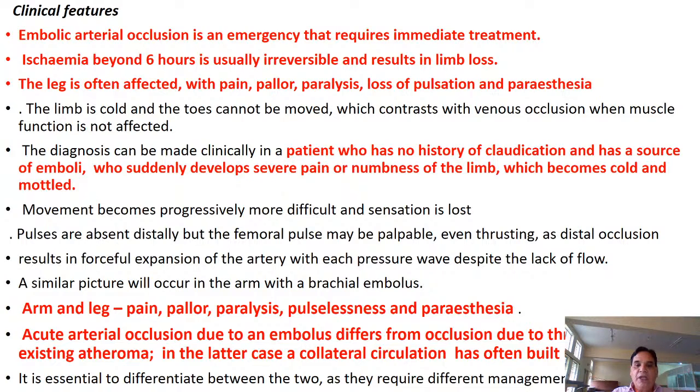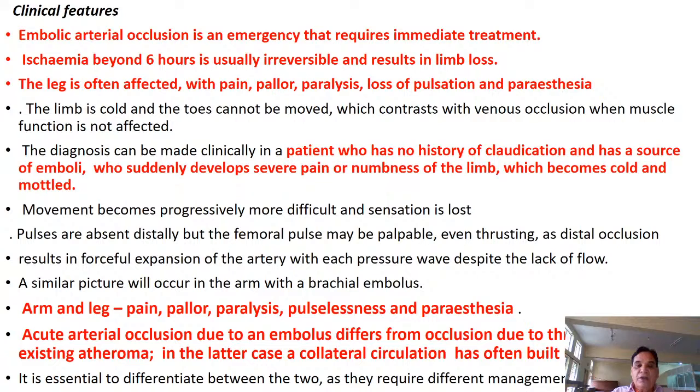Embolic arterial occlusion is an emergency which requires immediate treatment. Chronic limb ischemia, you have time. Acute limb ischemia (ALI), no time. Ischemia beyond 6 hours is usually irreversible and results in limb loss. The leg is most commonly affected, and there are the 5 P's: pain, pallor, paralysis, loss of pulsations and paresthesia. So these are the signs of acute limb ischemia.